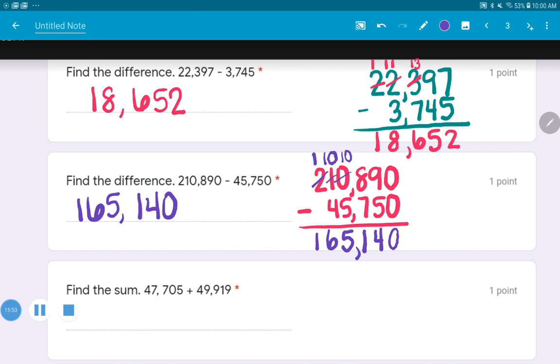47,705 plus 49,919. How do I solve that one, Harper? You add it all together. Okay, so tell me what to do. How did you solve this? I did it the same way as the other 2 questions. Okay, so you stacked them up.